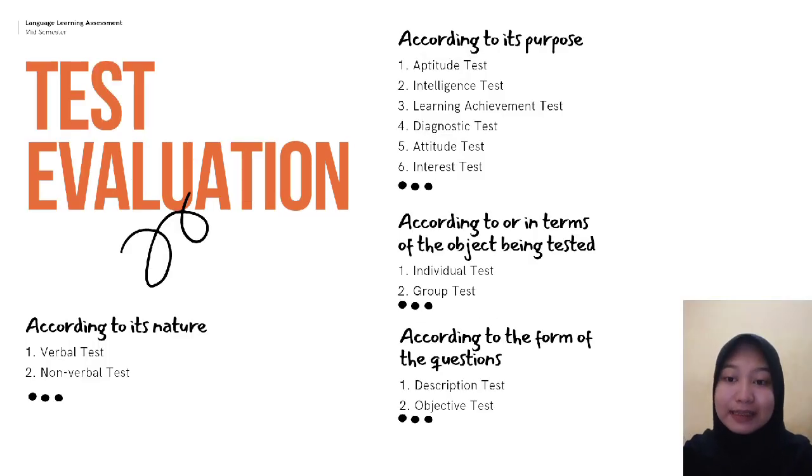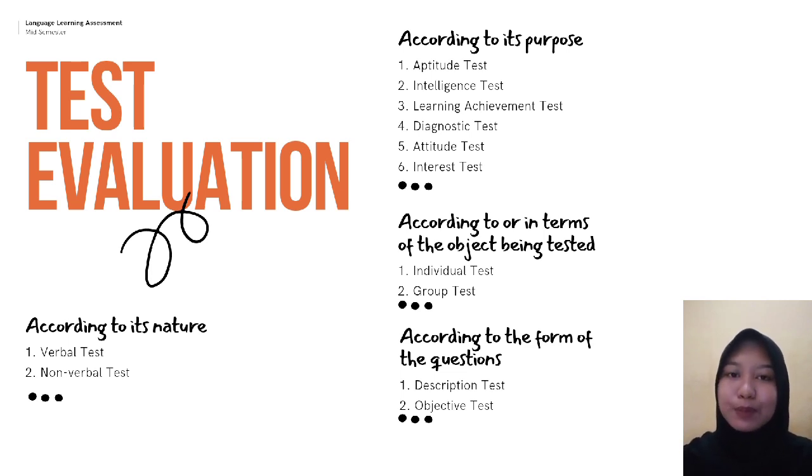Okay, so in the test evaluation, there are various kinds of tests according to some aspects. The first one is according to its nature. According to its nature, the test evaluation is divided into two: verbal test and non-verbal test. The verbal test is a test that uses words, while the non-verbal test uses a diagram or picture. And then the second is according to its purpose.